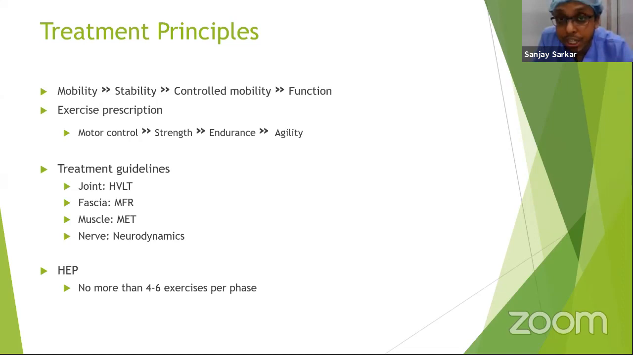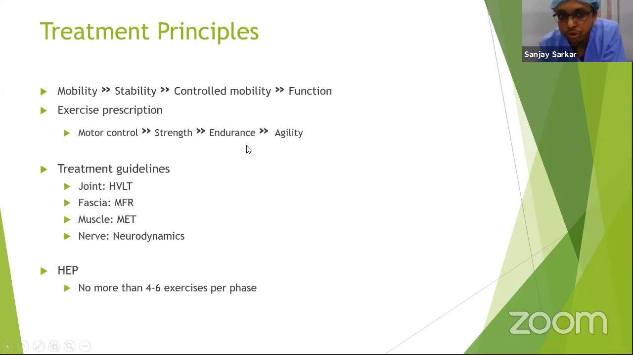If you don't have a spine that is stable and you try to strengthen it, how do you think the spine will be able to correct itself? It doesn't make sense. So you always have to stabilize the spine with the help of motor control exercises to guide you through the process of controlled mobility function, and then strength and endurance too.